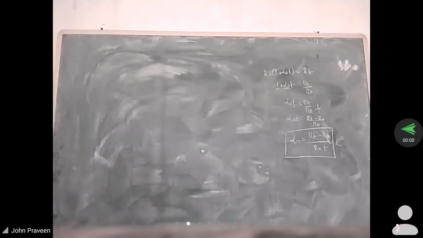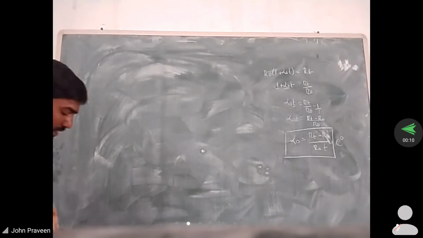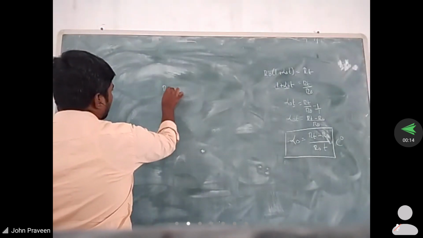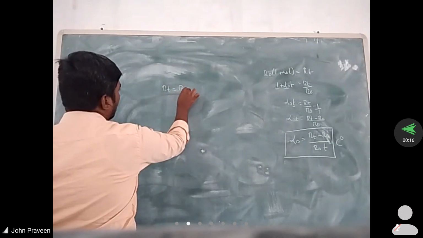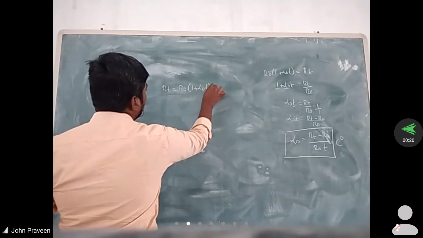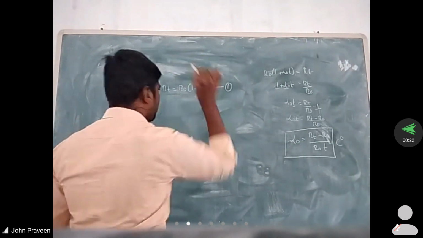known resistance to unknown resistance. So the simple equations will be determined here. We already know the basic formula: RT is equal to R naught of 1 plus alpha naught T. This is a basic equation, right?